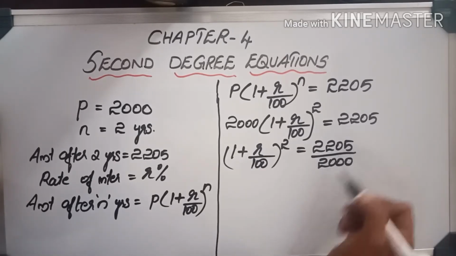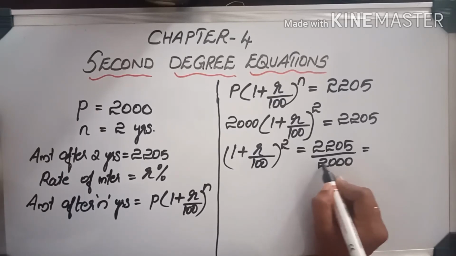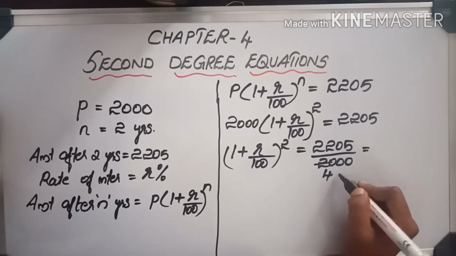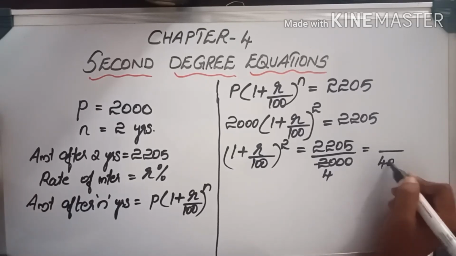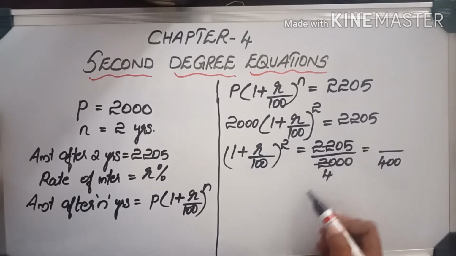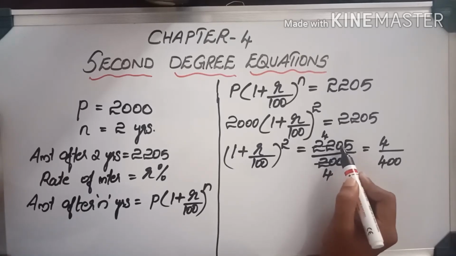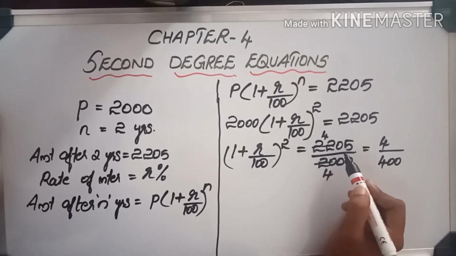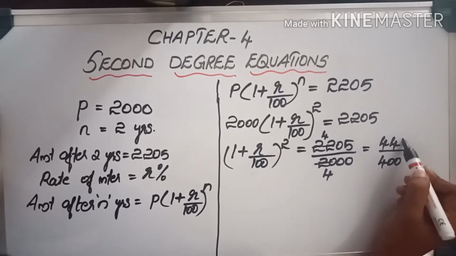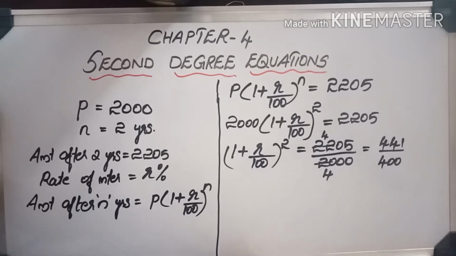Now let's simplify this. Here 5 is a common factor. By using 5 we can simplify. In 20, how many 5s? 4 5s are there. So the denominator will be 400. Now in 22, 4 5s are there, 2 is balance, again 20. In 20 also 4 5s, balance is 5. In 5 only 1 5. So we got the answer as 441 by 400.